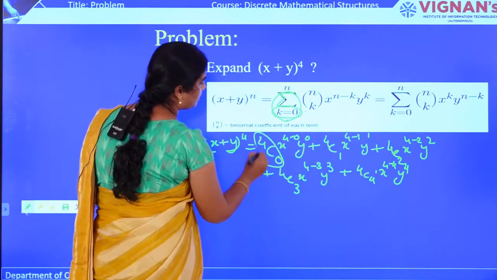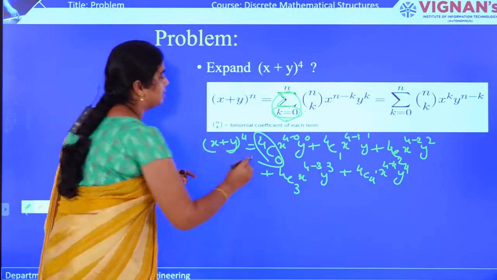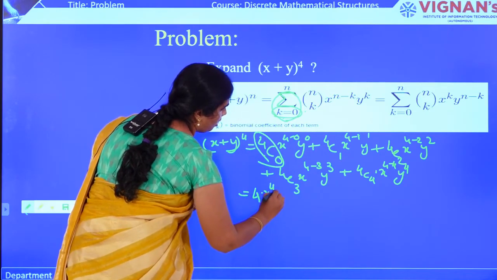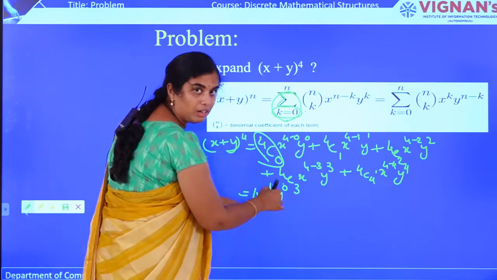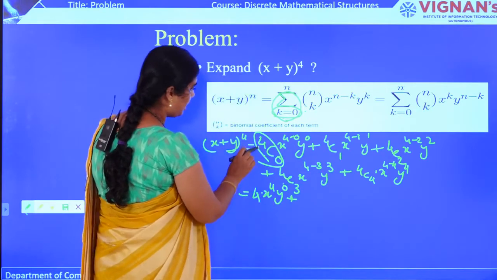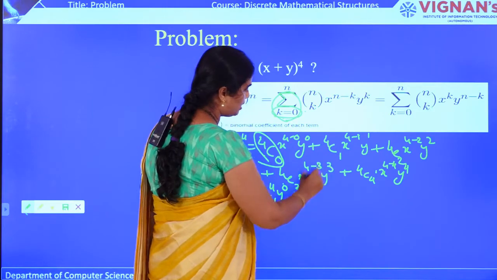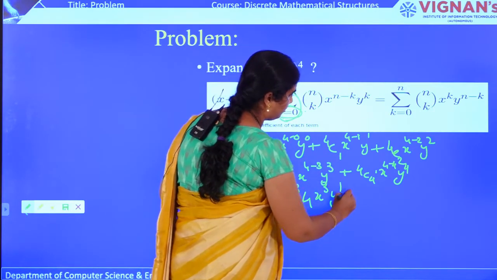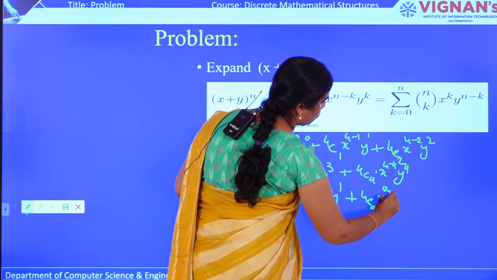So, if you expand 4C0, what will you get? Try it through the formula of combinations. So, it will be 4C0 into x to the power of 4 into y to the power of 0. That means, this will be 1 only. y to the power of 0 is 1 only. Next, 4C1. Sorry guys, 4C0 is 1, not 4. Next, 4C1 will be 4 x to the power of 3, y to the power of 1 plus 4C2. Expand it and write x square, y square.